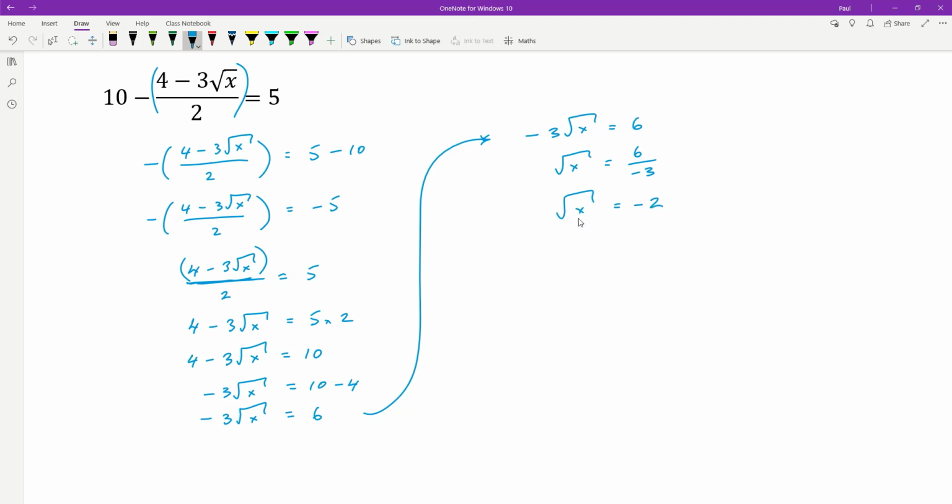Now that is a square root, or a power to a half. So on the other side it's going to be squared. So that's going to be minus 2 squared. Opposite of a square root is a square. So minus 2 times by itself is going to be equal to 4. And that's it.